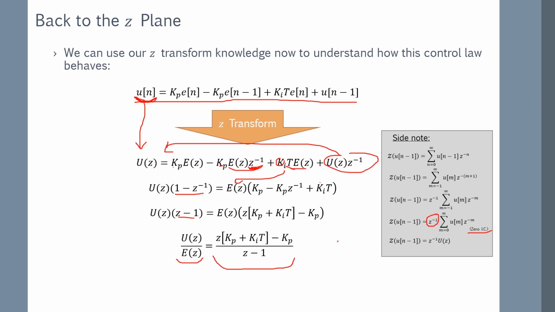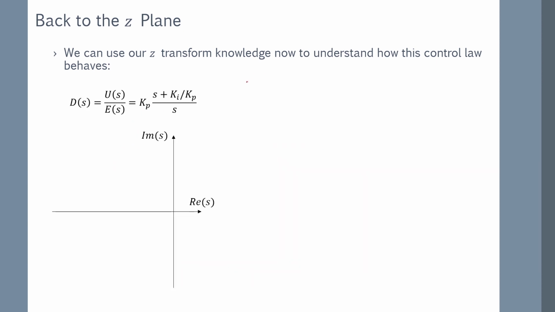Because the Z-transform gives us this nice transfer function, we can actually determine whether this is stable or not. Let's say, for example, we go back to the definition of our controller in the S domain. We have this, which means this controller has a pole at 0, which is this pole here, and it has a zero at minus ki over kp, which is this one here.